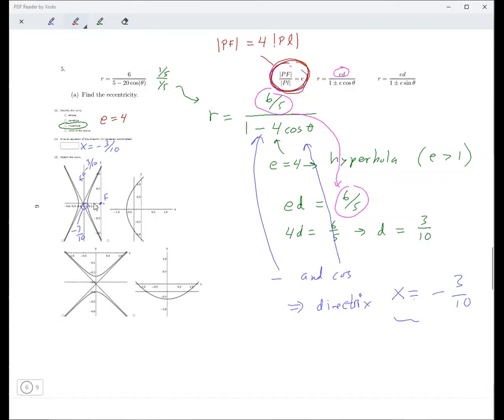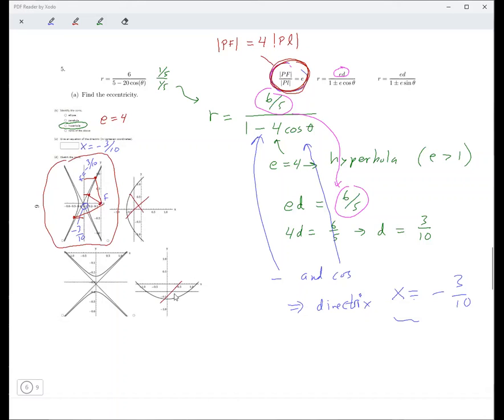So the distance between any point and the focus, say from here to there, is 4 times this distance from this point to the directrix. And this distance here is going to be 4 times this distance, and so on, for all points on the hyperbola. Same thing if you go over to here as well. This distance from the focus to here is going to be 4 times this distance from this point to the directrix. That's just how it works. So this is going to be the correct answer.